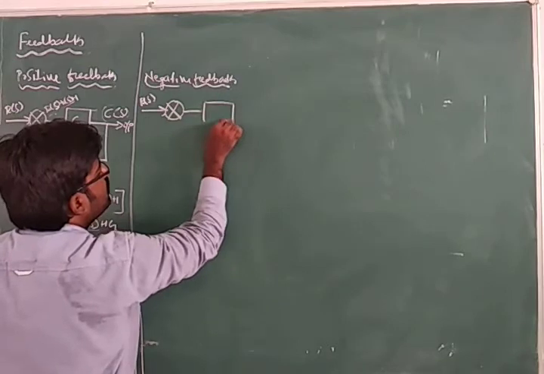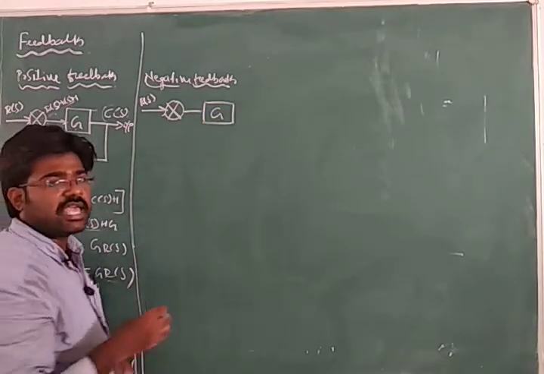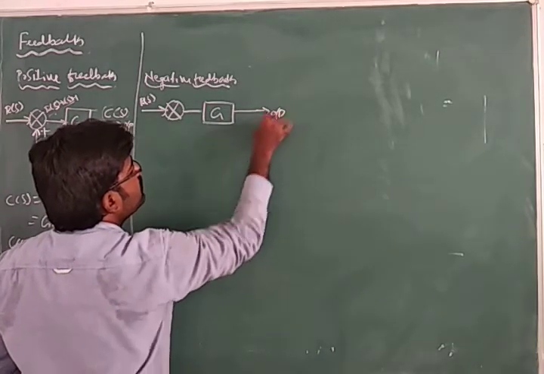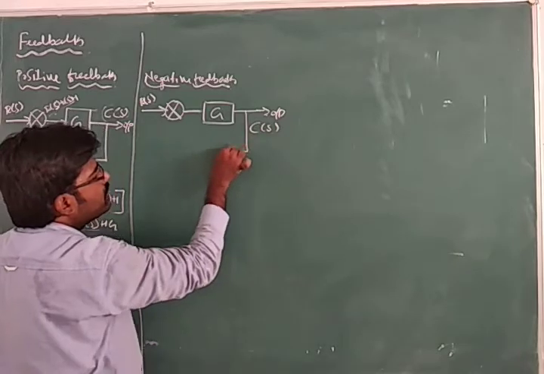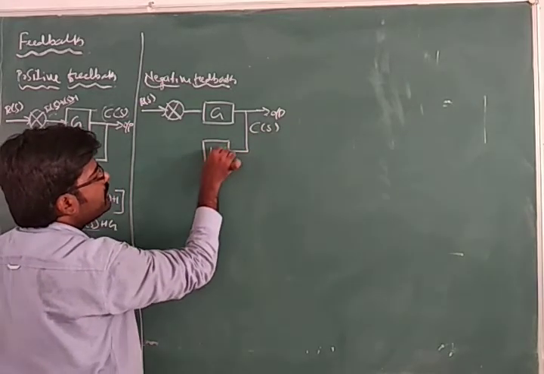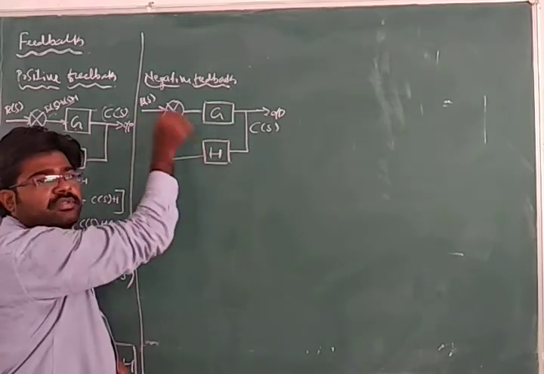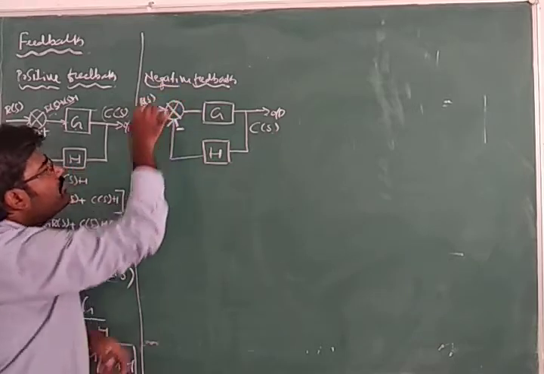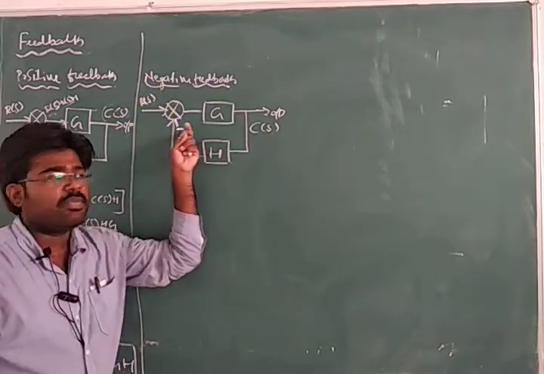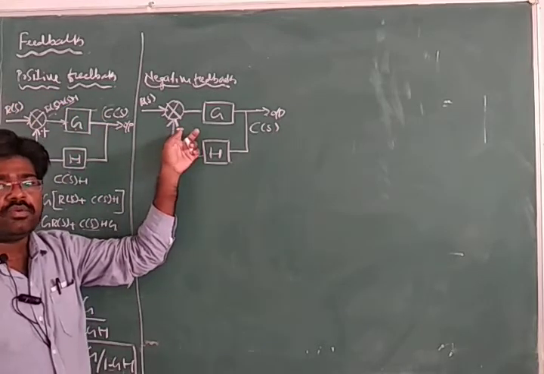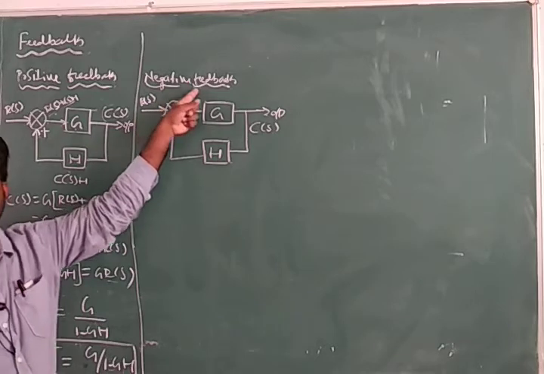This is passing through the controller, where g is the gain, and then we give the output as c of s. From here we take the feedback, and this feedback is given back to the summing point, where it is compared with the reference input. It is negative feedback; we represent it with the negative symbol. Here we have represented it with the positive. If the feedback signal at the summing point is represented with positive, it is positive feedback. If it is represented with negative at the summing point, then this is negative feedback.